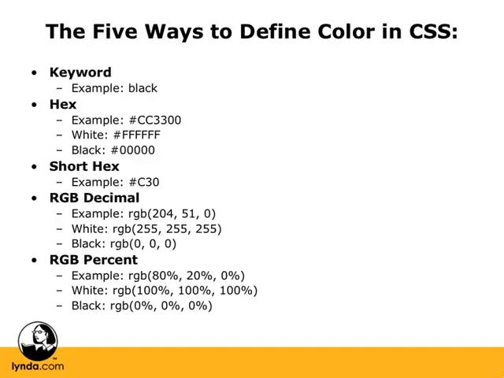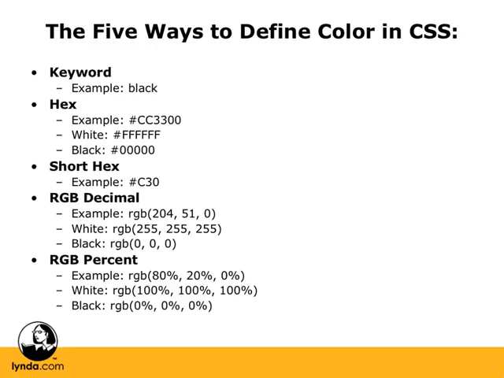Hexadecimal value CC is exactly equivalent to the decimal value 204. 33 in hexadecimal is 51 in decimal. So that's where RGB decimal comes from. It's a base 10 decimal way of representing hexadecimal values, because not everyone can comfortably think in hexadecimal. It's strange but true. So RGB decimal is there to make things a little easier.